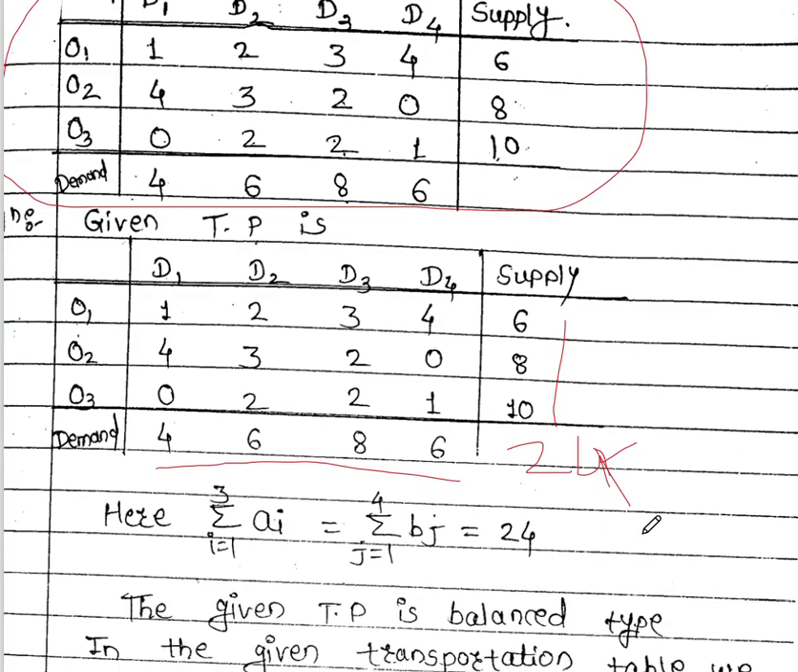Okay, now what is the next step? Now we have to allocate the minimum possible amount from supply as well as demand. So for that we have to select the smallest element from the given table. Okay, so here is 0 and here is 0. In a similar way, we can choose the first 0.